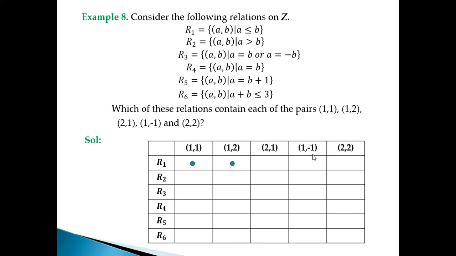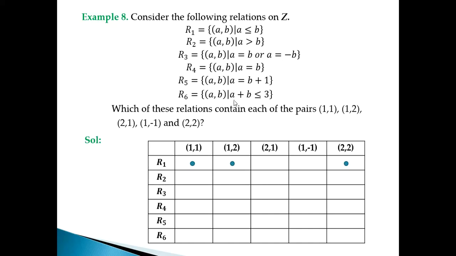Next check 1 minus 1. 1 is less than or equal to minus 1? No. Next check 2 2. 2 is less than or equal to 2. Yes. So these ordered pair elements are in the relation R1: 1 1, 1 2, 2 2. Like that we have to find all ordered pairs in all relations.